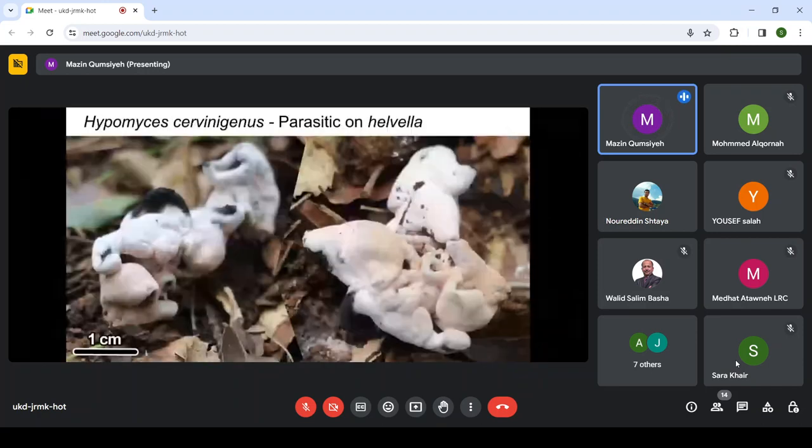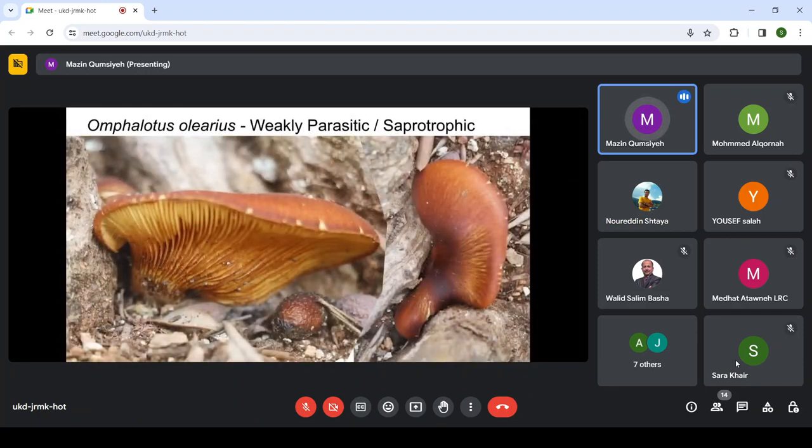Next we're going to look at another parasite, although this species here, Omphalotus olearius, sort of operates on the boundary between parasite and saprotroph. Omphalotus is a jack-o'-lantern mushroom. If you find these very fresh, they'll actually glow in the dark, which is really cool.